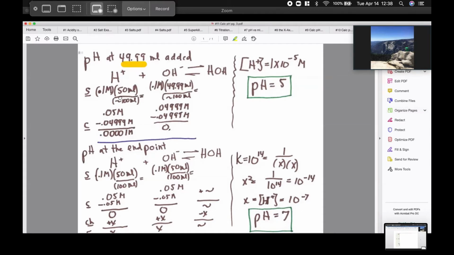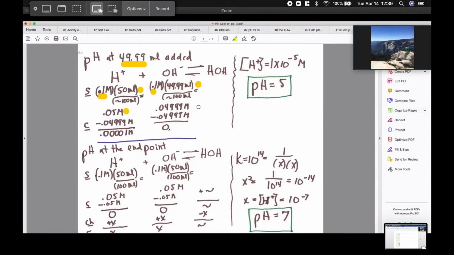So again, the acid is 0.1 molar, 50 milliliters of it. The base is 0.1 molar. We want you to add 49.99 milliliters. Taking dilution into account, the total volume is about 100 milliliters. So the diluted concentration of the acid is 0.05 molar. The base is 0.04999 molar.